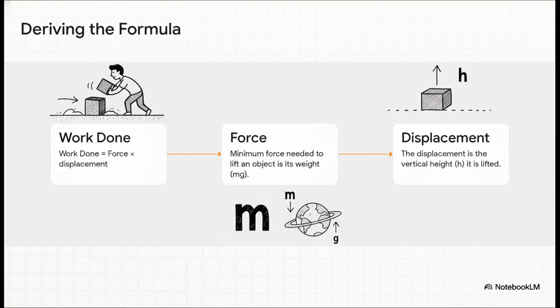We can actually find the formula for this energy using what we have already learned about work. Do you remember that work done is equal to force multiplied by displacement? Now, to lift an object, the minimum force you need is equal to its weight, and weight is just its mass, m, times the acceleration due to gravity, g. The displacement here is simply the vertical height, h, that you lift it to.